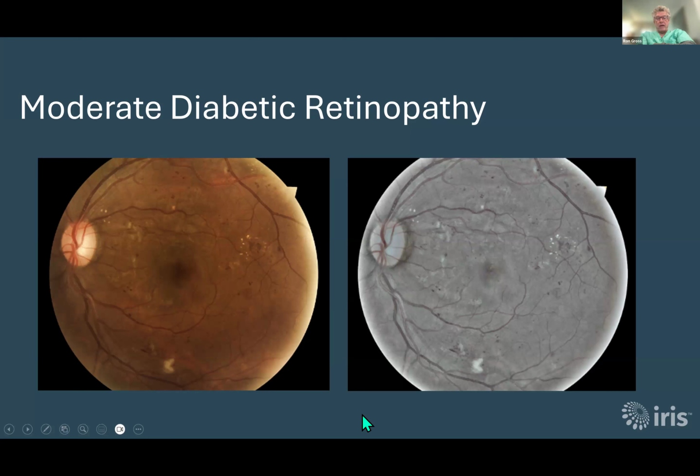Here you are leaking fluid, you are leaking blood. If it affects the macula, it will affect the vision. If it doesn't affect the macula, if the areas like here, there's not much near the macula, there's probably no macular effect. So the patient may well be asymptomatic at this point. They may not recognize any visual change. Again, if you don't get their blood sugars under better control, this will just continue to progress.